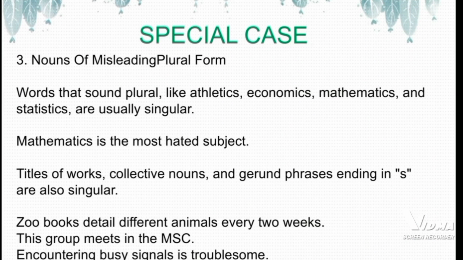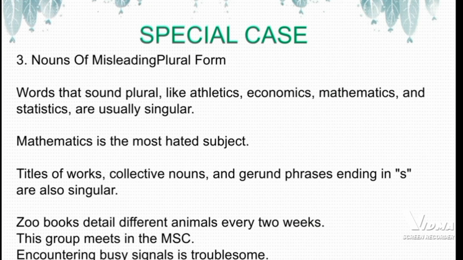Another special case is nouns with a misleading plural form. Words that sound plural like athletics, economics, mathematics, and statistics are usually singular. Kids may be confused here, but we should know that these nouns are singular. Mathematics is the most hated subject. Mathematics is the noun and it is singular, so our verb must be singular. So our verb here is is.